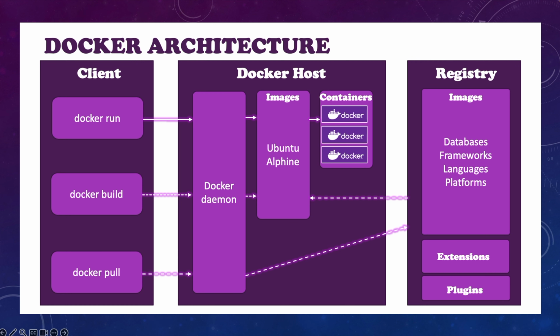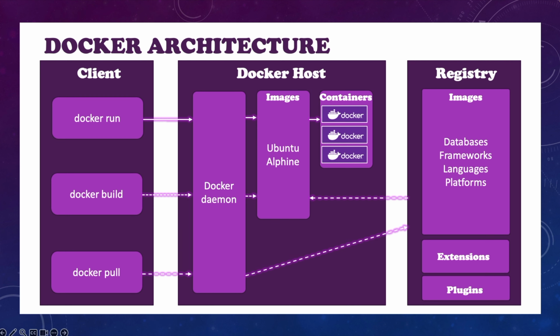In summary, the Docker Registry is a central repository that stores and manages Docker images, enabling users to distribute, share, and retrieve container information, that is images, for building and deploying applications.